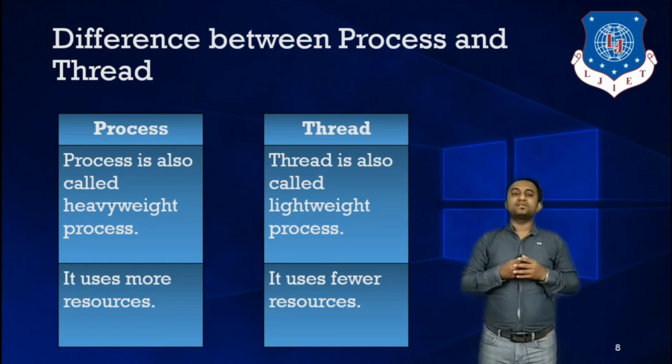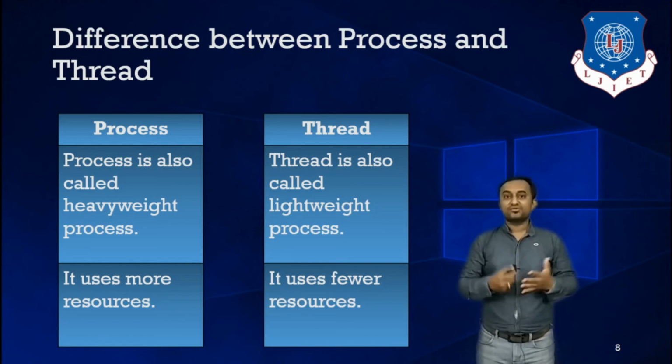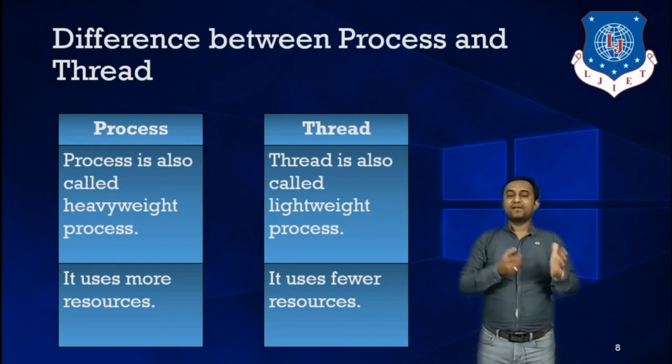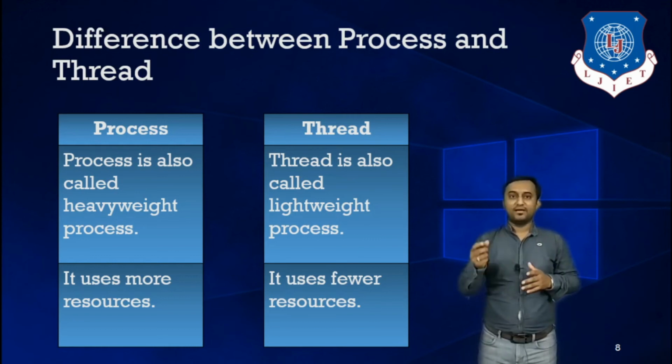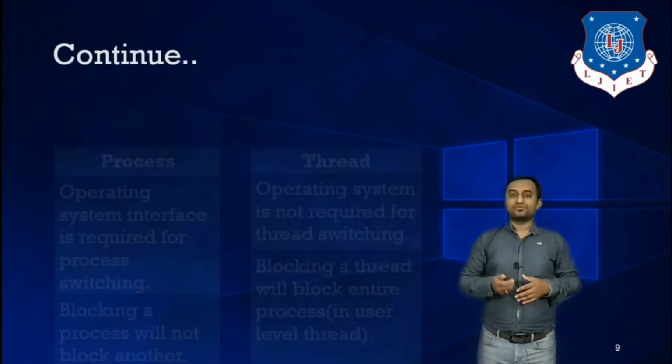Now the second difference is that process uses more resources and thread uses fewer resources. As we have seen in the previous slide, the block diagram of single threaded process and multi-threaded process, we can come to know that process requires more resources for execution because it contains more information within its structure, and thread contains little information, and it is part of a process, so definitely it requires fewer resources as compared to process.